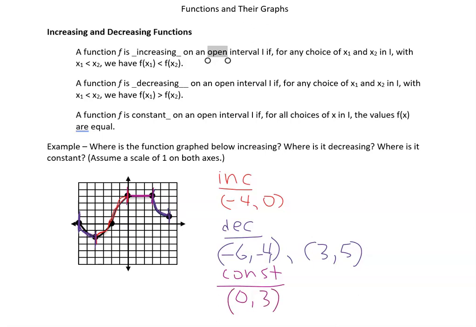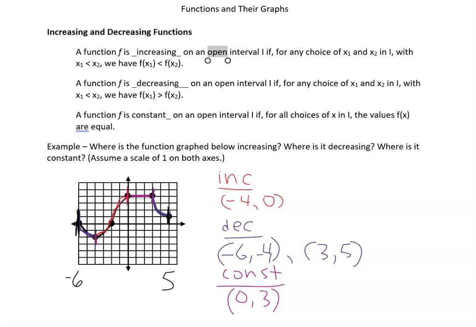Now, one of the neat things about these intervals is that if we have done our job correctly, then these intervals will span the entire domain of the function. So if we come over here and look at our graph, we see that the absolute smallest x value on the graph is -6. And the absolute highest on the graph is 5. So our domain is going to be everything from -6 to +5.